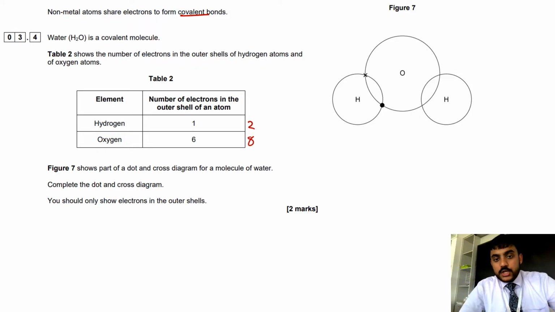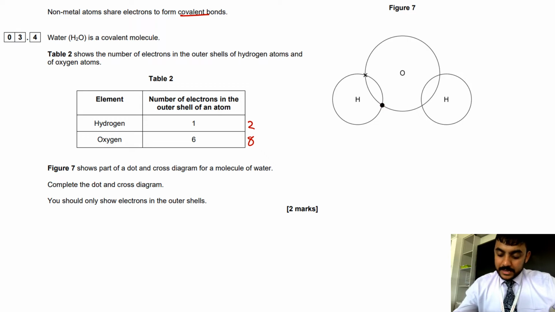Well, what can oxygen do to get 8 electrons in its outer shell? It can add 2 more. And it does that by sharing hydrogen's electron. This causes a bond. So if you look here, this oxygen electron is shared with hydrogen, and hydrogen shares its electron with oxygen.